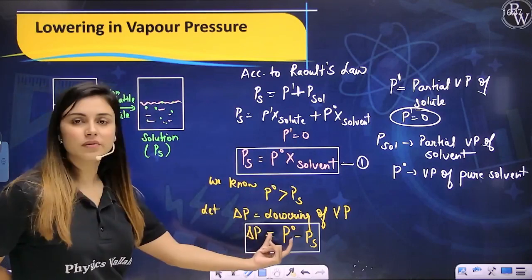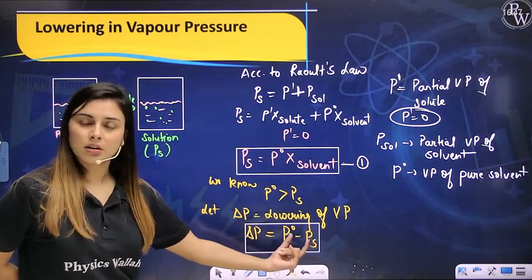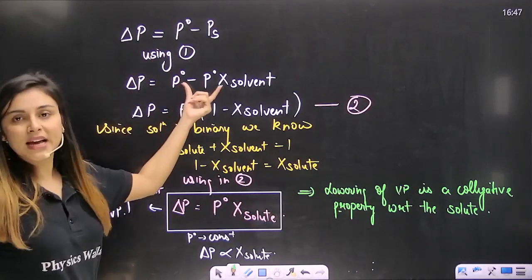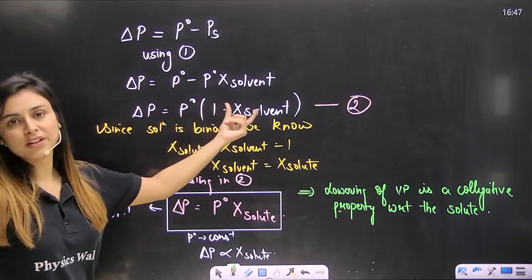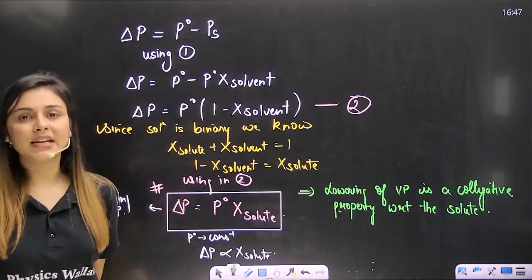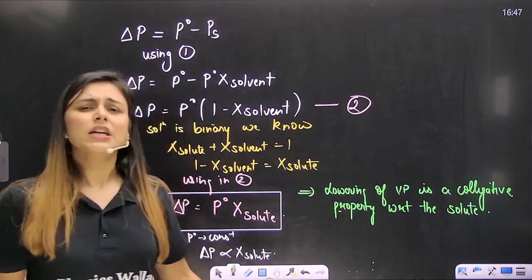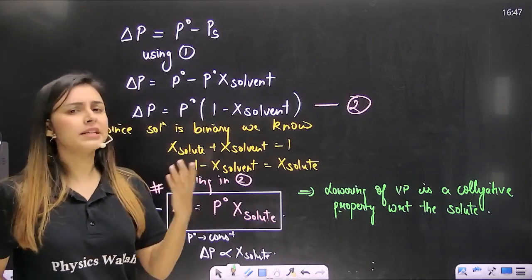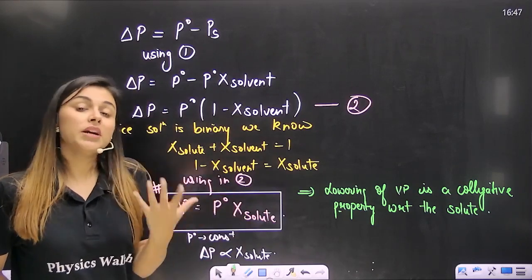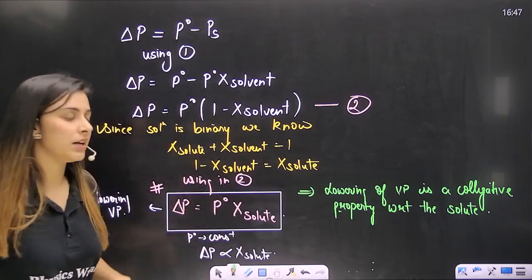How much vapor pressure will be lowered? P naught minus the solution's vapor pressure. We added the value of PS, which we calculated here. We know that 1 minus mole fraction of solvent is equal to mole fraction of solute. We used it and we got the expression. So you need to only and only understand this expression. You can calculate anything, but if you want to memorize the formula, I'll help you with that as well.